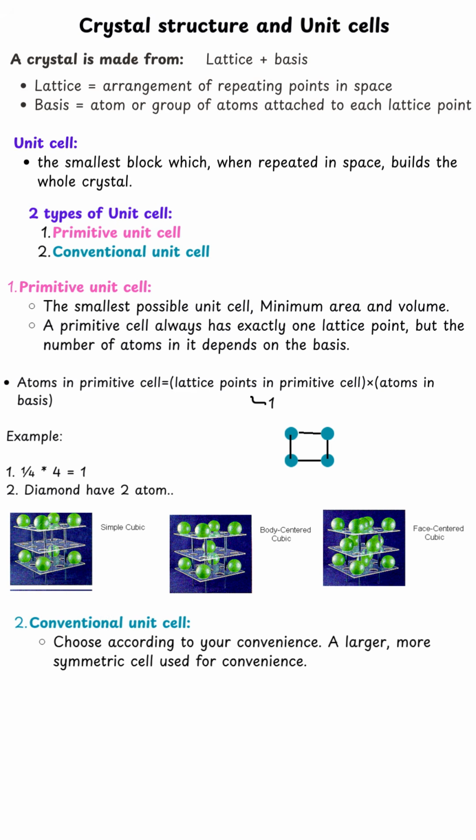And what are conventional unit cells? Conventional unit cells are the unit cells we can choose conveniently as per our symmetry or as per our need. So we can choose whatever basis and whatever structure we want.